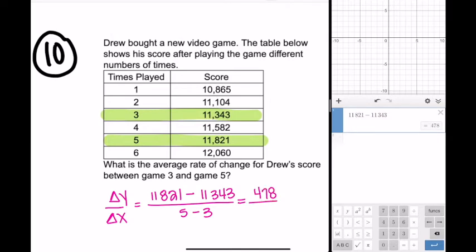So his score increased by 478 over 2 games, but we want to know how much did his score increase on average for each game. So 478 divided by 2 is 239. So that will be 239 points per game.